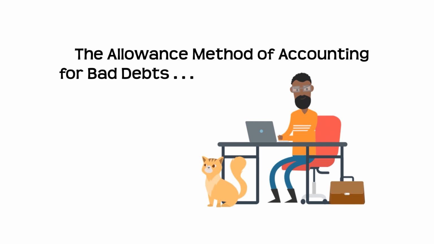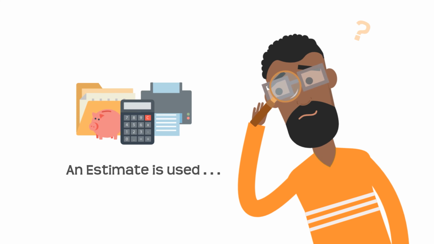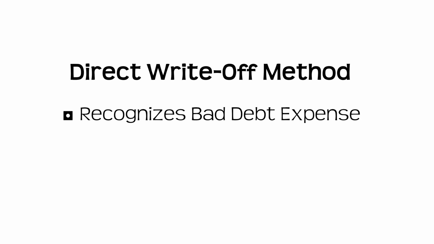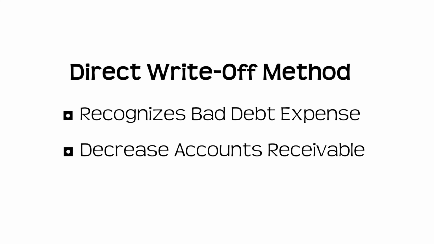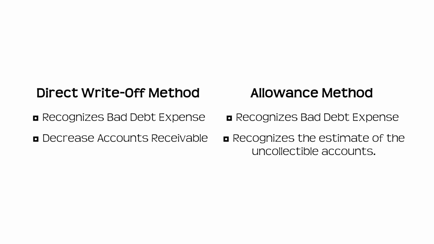The allowance method of accounting for bad debts records an estimate of bad debts expense in the same accounting period as the sale. An estimate is used because management does not know if it can collect the receivables in full. Unlike the direct write-off method, which recognizes bad debts only when it becomes uncollectible, the allowance method requires the reporting entity to already make an estimate of the uncollectible accounts in advance based on a reliable estimation method. This is done in order to better reflect the realizable value of the accounts receivable.